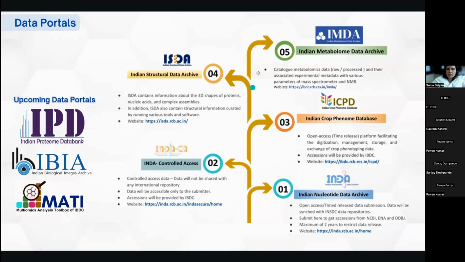Then we have another recently launched portal, the Indian Metabolome Data Archive, which catalogs the metabolomics data and their associated experimental metadata with various parameters of mass spectrometer and NMR. In future, our upcoming data portals are the Indian Proteome Data Bank, which will archive proteome data. Another portal we will launch soon is the Indian Biological Images Archive, which will archive all different types of images.